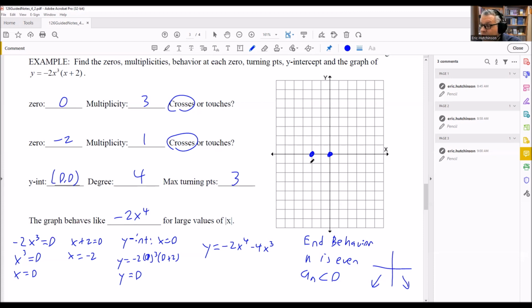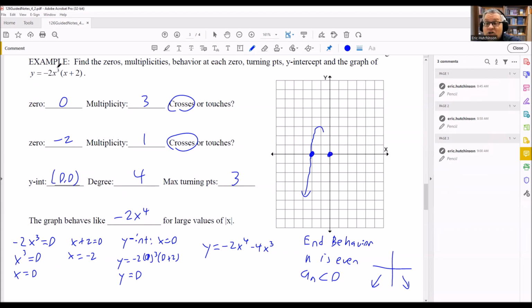So first of all, I know the graph is going to have to come up from down below, because our end behavior says so. Now at negative 2, it crosses at that point. So I know that the graph is going to go up here, up to a certain point, and it's going to curve, and we have to have it go back down through the 0 here.